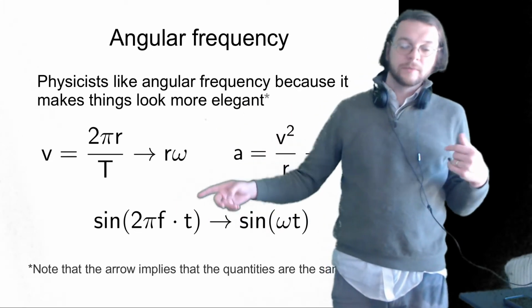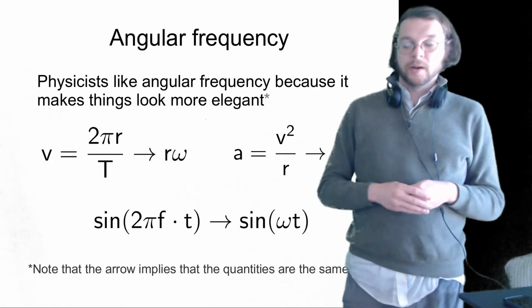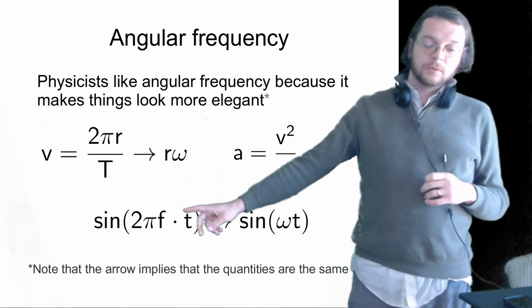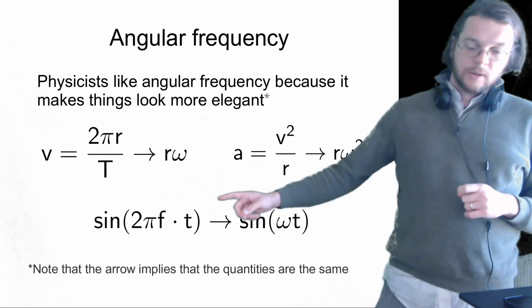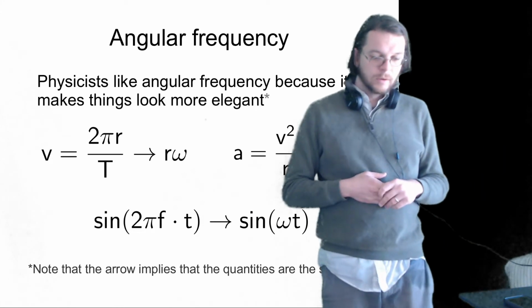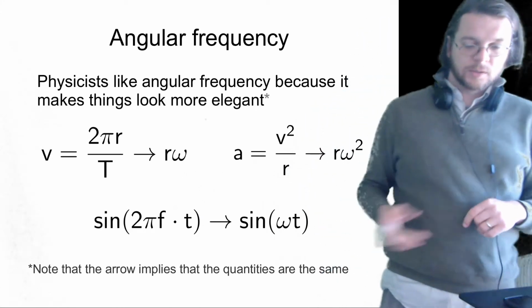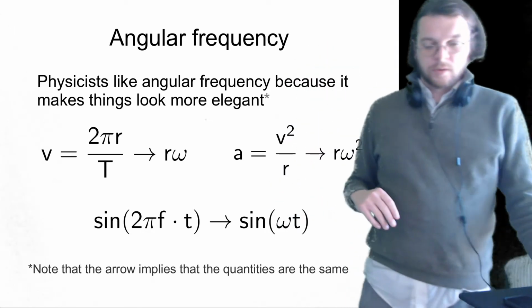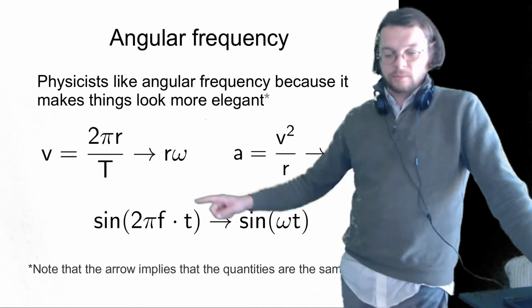And then here's a big one, which is that often later in this course we'll have things like sine of 2 pi f times the time. Well, 2 pi f is equal to the angular frequency, and so this turns into sine of omega t, which is a little bit more elegant than it was before. So that's why we physicists and mathematician people like to write it down this way instead of that way.